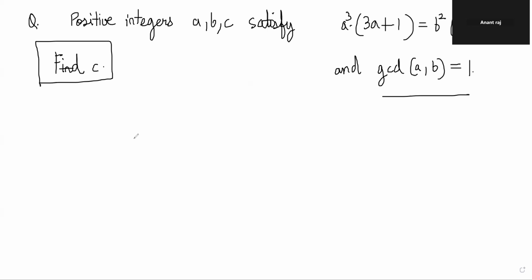You have to use Gauss's lemma intelligently here. So think about it. Here we are given that they are equal, right? A cube into this, these two numbers are equal. So that means this number divides this and this number divides this, right? Do you understand what I'm saying?